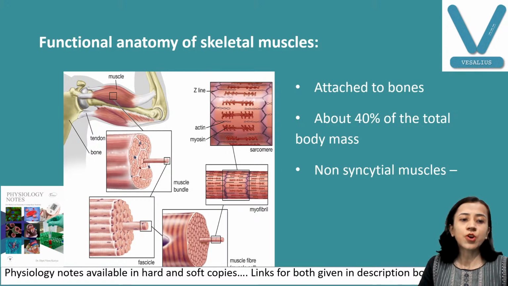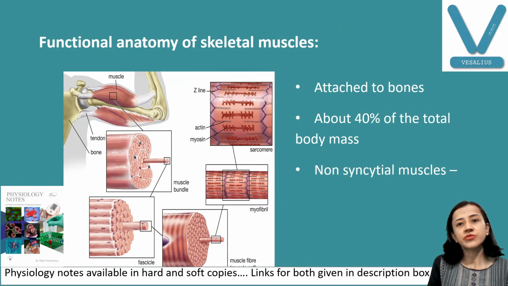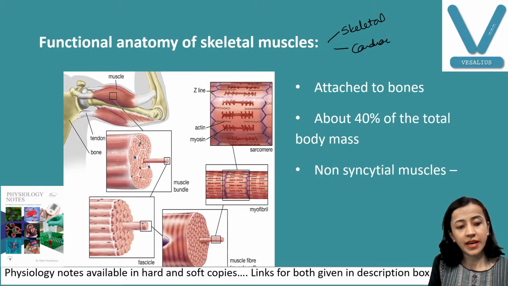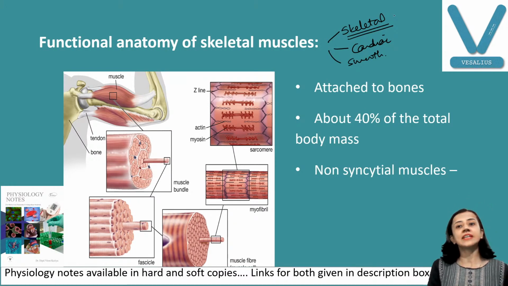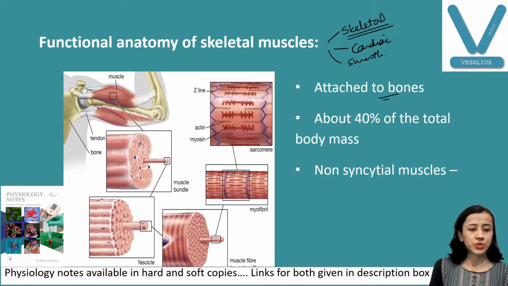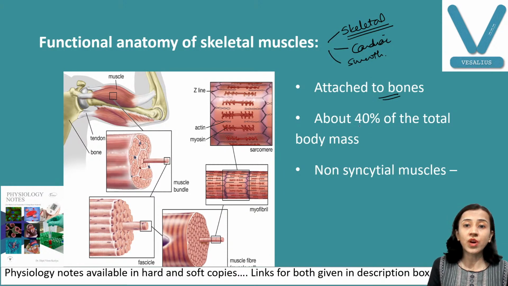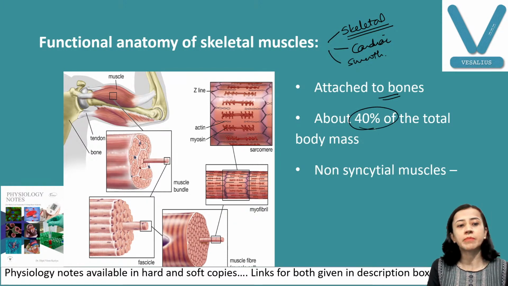As we all know, muscles are of three types: skeletal muscles, cardiac muscle and smooth muscles. Today we'll discuss skeletal muscle. The name itself suggests skeletal means they are attached to bones. These skeletal muscles form 40% of total body mass. Our total body mass, 40% of which is formed by the skeletal muscle.